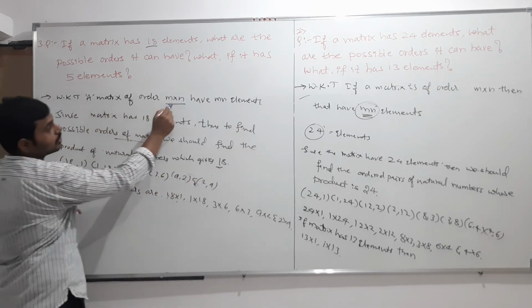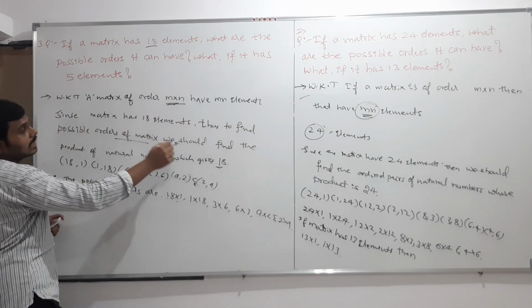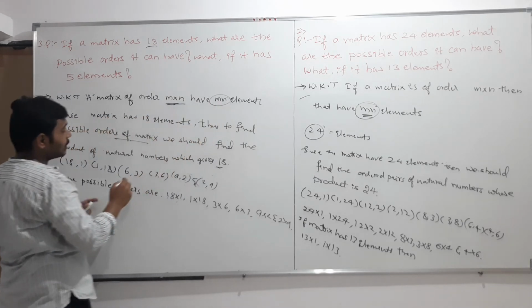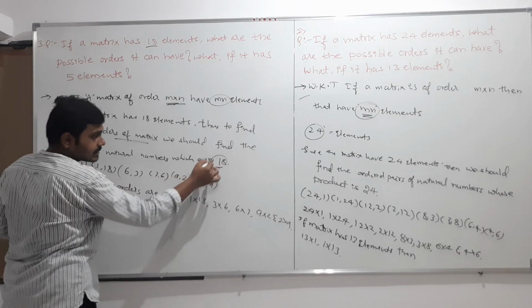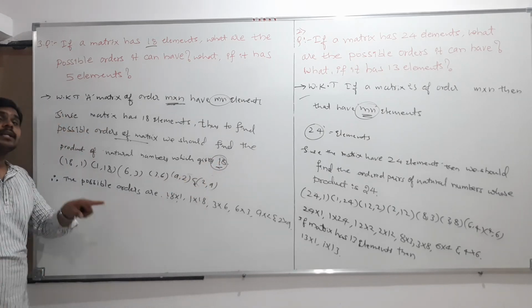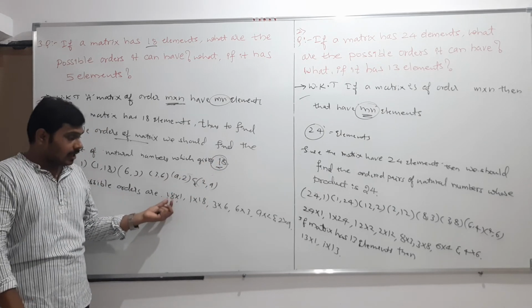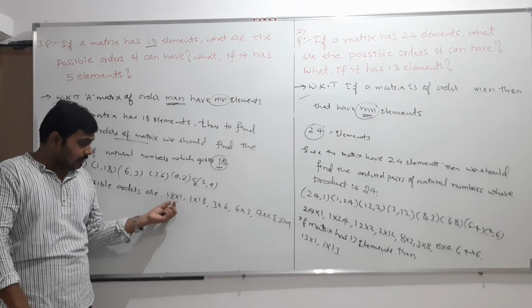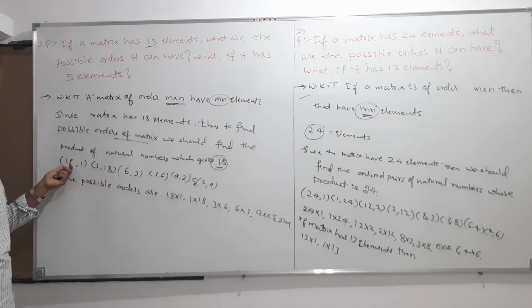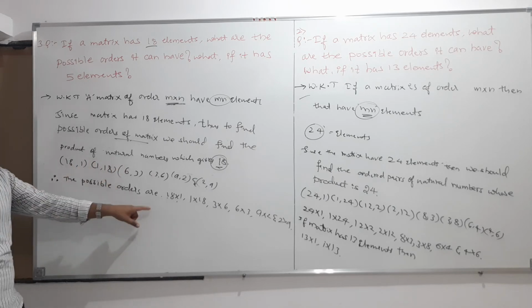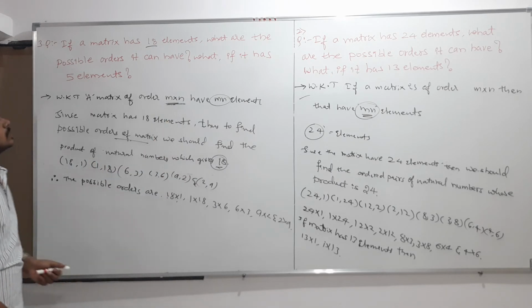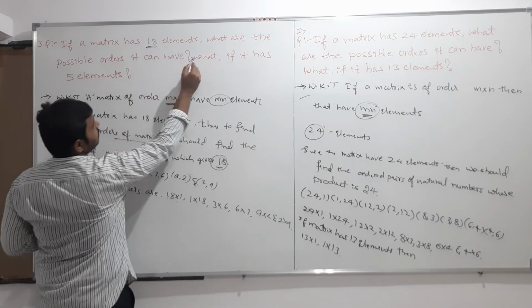If a matrix is of the order m cross n, then it has mn elements. So therefore they have given you the mn. It means that 18 elements they have given to you. So to find the possible orders, we are finding the natural numbers whose product is 18. If you calculate that, it will be the order of the given matrix. So this is for the 18 elements. This is the first question.